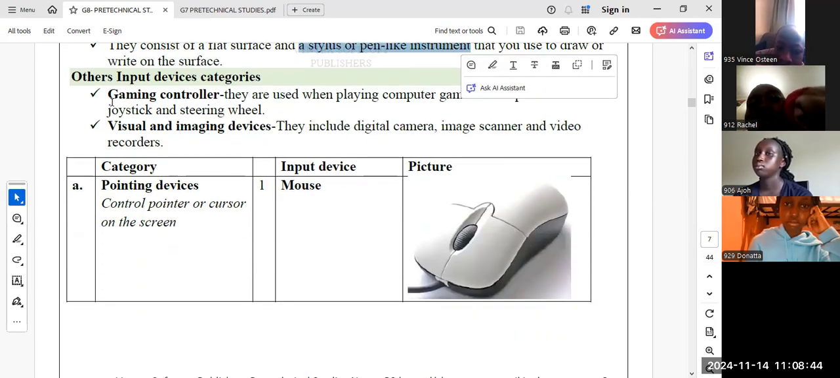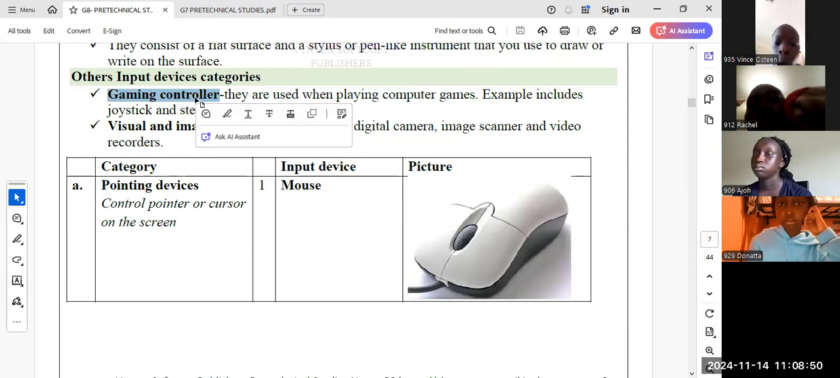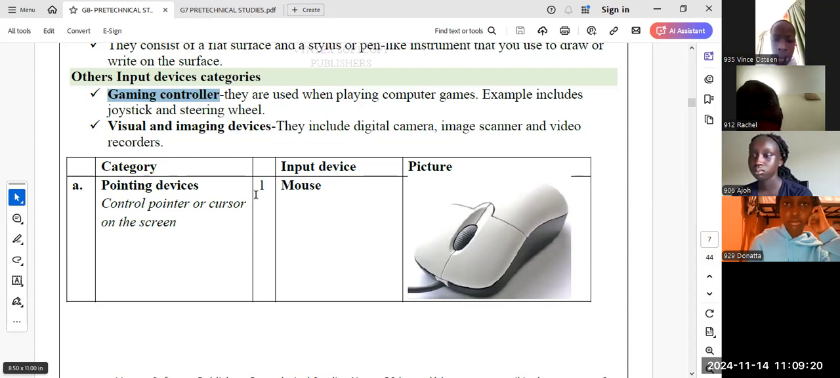Then lastly, we have what we call gaming controllers as another example of input devices. Now, for the lovers of computer games, the likes of PES, Dream League, FIFA. Now, for the girls, let's use maybe smartphone Android games, like Candy Crush, and Temple Run, the one where you run in the forest. Those are games. So for you to play these games, you need a gaming controller.